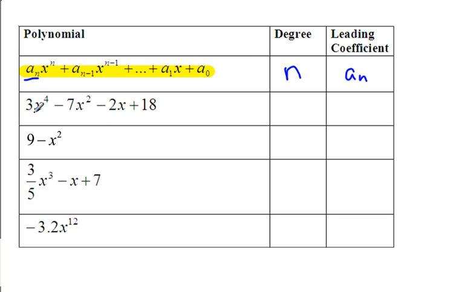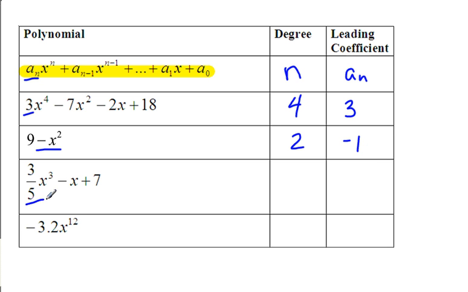In our next polynomial, our degree is 4 because it is the highest power, and our leading coefficient is 3 because it is the coefficient in front of x to the 4th. Now, it is not always the first term, so take a look at this one. Our highest power is 2, so our degree is 2, and our leading coefficient is -1, since that is the number in front of x squared.